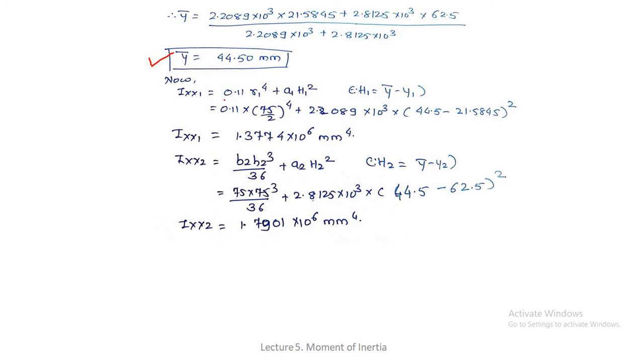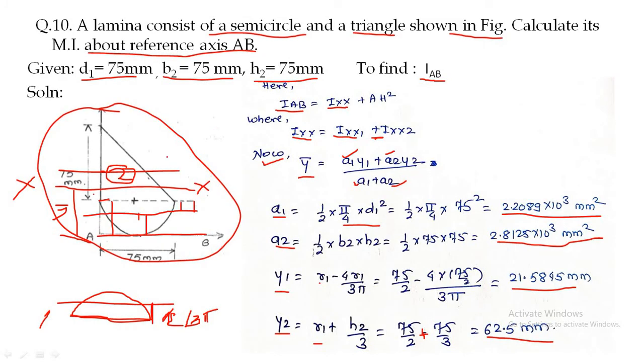Okay, so in this case, what is the moment of inertia about the horizontal central axis of the semicircle? It will be equal to 0.11 R1 raised to 4, as we have learned in our first lecture. And what is A1 H1 square? A1 is the area of the semicircle and H1 is the distance between the two parallel axes, the XX and our horizontal central axis of the semicircle.